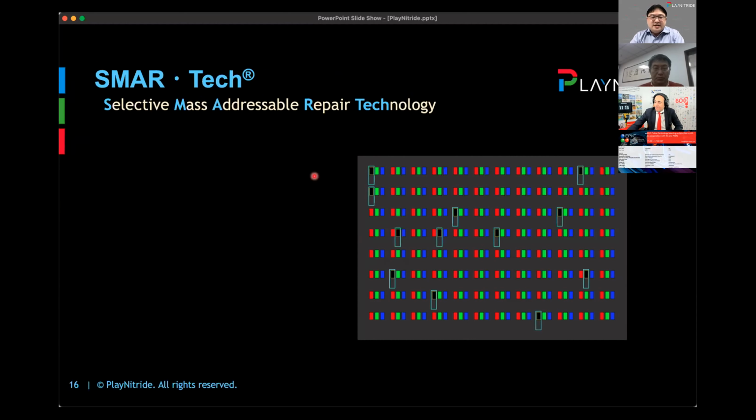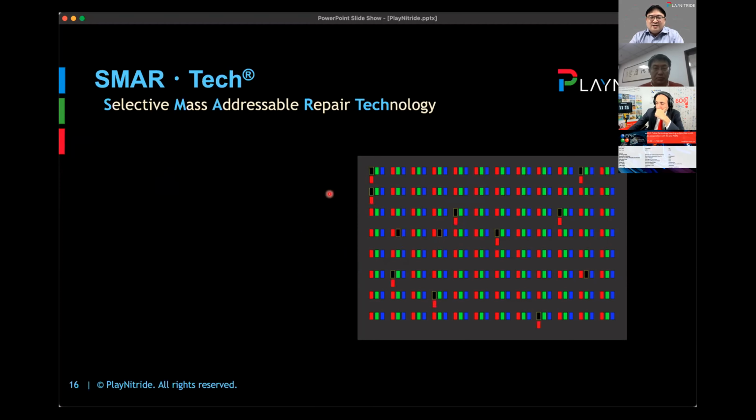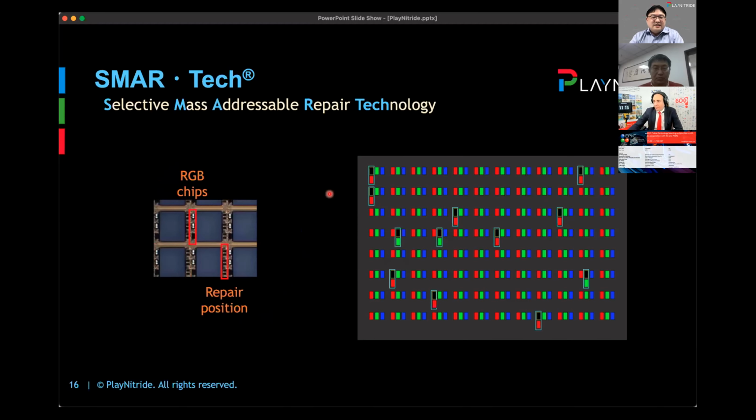And here is the Play Nitride solution. We have the same thing, a wafer arranged, but the difference is we have a special stamp that can pick up only the chips matching the defect locations, then transfer them to the target backplane and move back. You can see here, at the defect location, we have additional micro LED chips next to it, and then it can return to a good screen. After one color, we do another color. That's the repair solution.